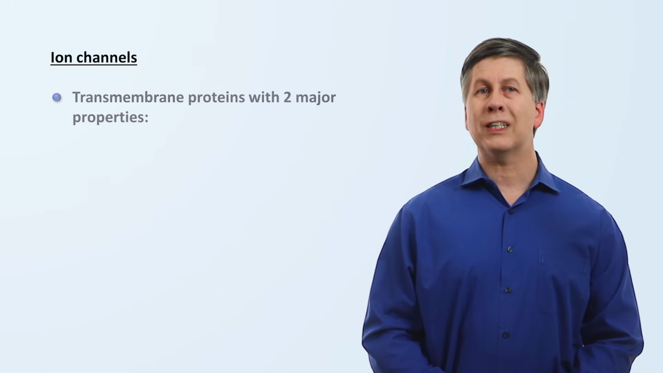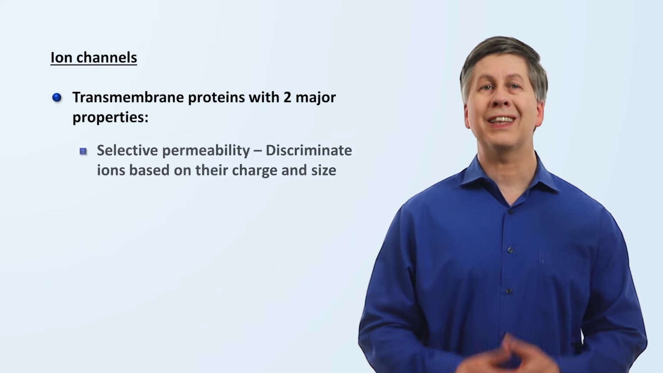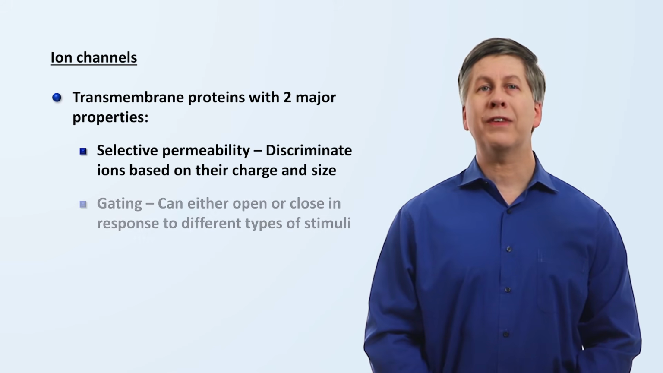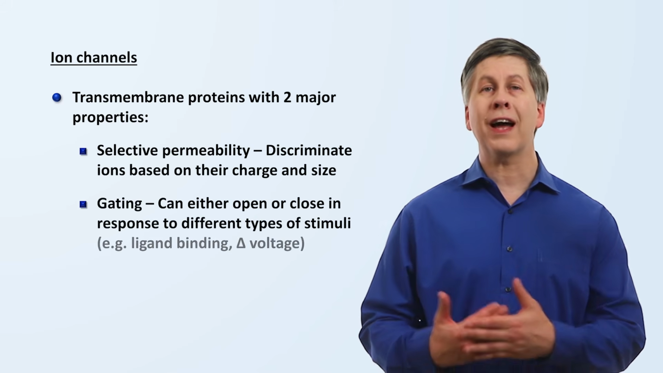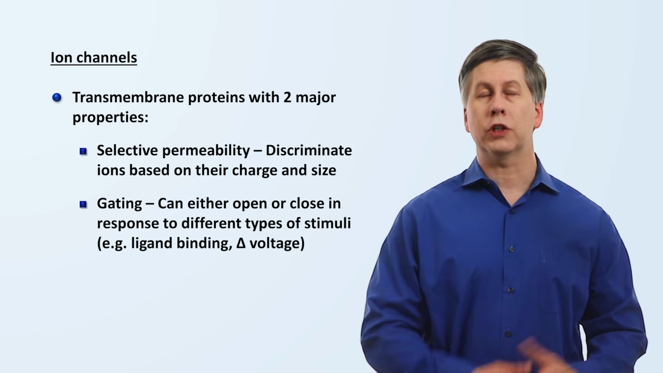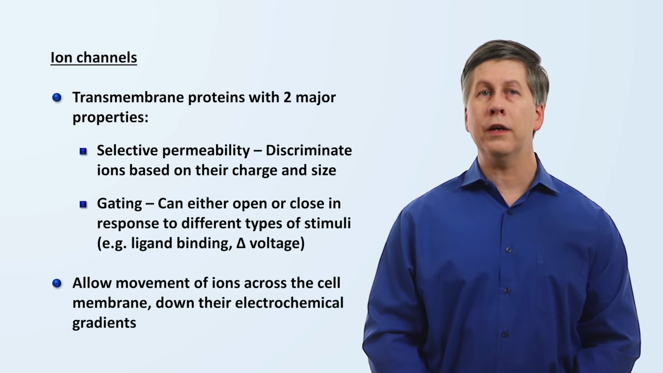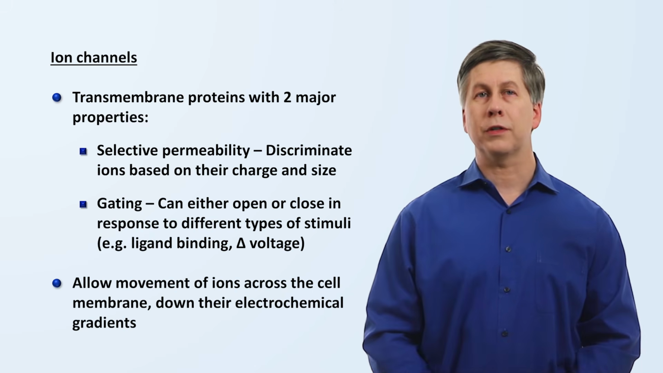Let's summarize what I've discussed. Ion channels are transmembrane proteins which display selective permeability of ions based on charge and size, and which have gates that are controlled either by ligands or by changes in voltage. Ion channels allow movement of ions across the cell membrane down their electrochemical gradients.